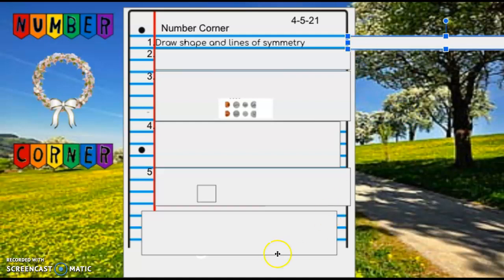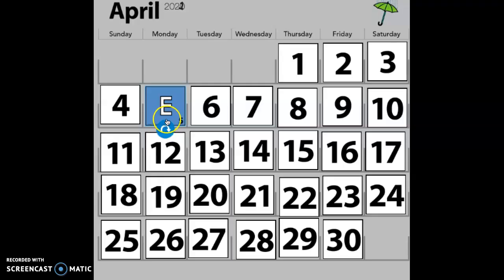All right, number one, we are going to draw the shape from our calendar piece and the lines of symmetry. Here is today's calendar piece. It looks like a bubble E. So next to number one, you're going to draw this shape, and then you're going to draw the lines of symmetry as well. Press pause if you need more time.